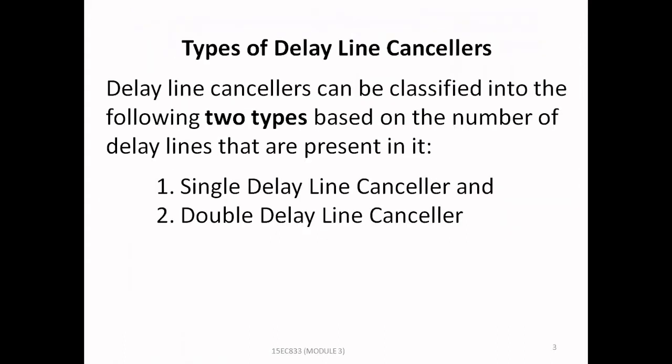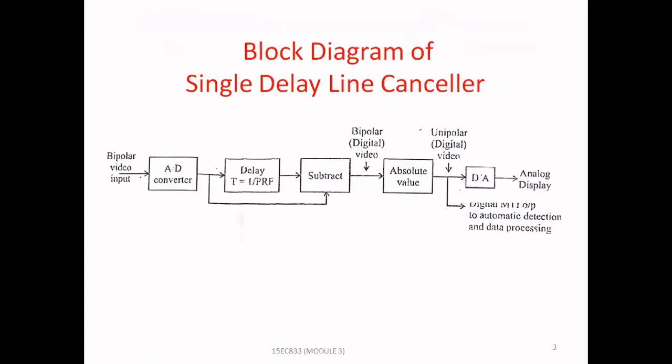Delay line cancellers are classified into two types based on the number of delay lines present in them. The first one is the single delay line canceller, and the second one is the double delay line canceller. This is a block diagram of a single delay line canceller. The different blocks of the single delay line canceller are A to D converter, delay, subtract, absolute value, D to A converter.